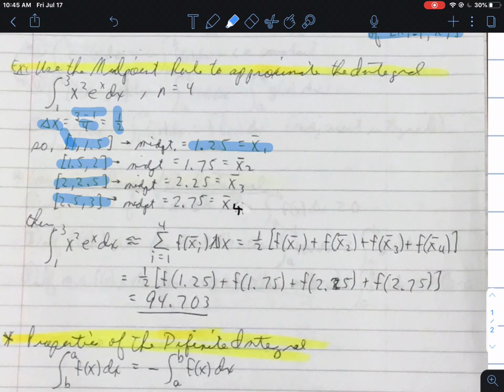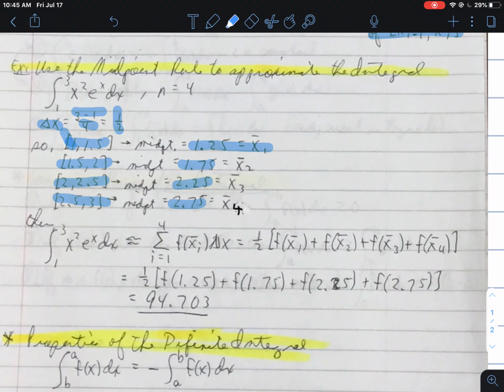Now, once you find the first one, then to get the rest of these, all you have to do is add delta x, because remember, each subinterval has the same width. It's delta x. It's 1/2 unit apart from endpoint to endpoint. So that should be the same distance from midpoint to midpoint. So once you find your first midpoint, all you need to do is add delta x to get each of the subsequent midpoints as well.